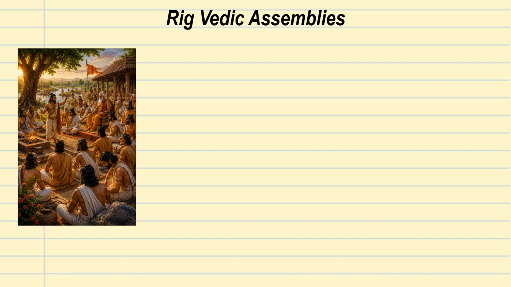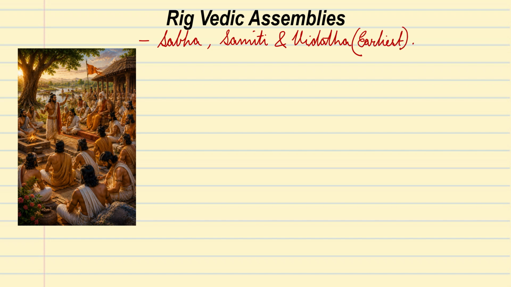Rig Vedic assemblies. Now, there were different kinds of associations and assemblies during the Rig Vedic period. We will discuss them one by one. So, the three main assemblies were Sabha, Samiti, and Vidhata. These were the three main assemblies. Among these, Vidhata was the earliest assembly. So Vidhata was the earliest, and now we will see them one by one.